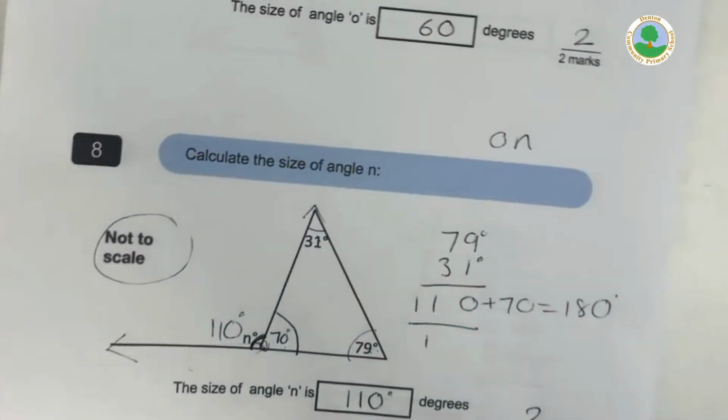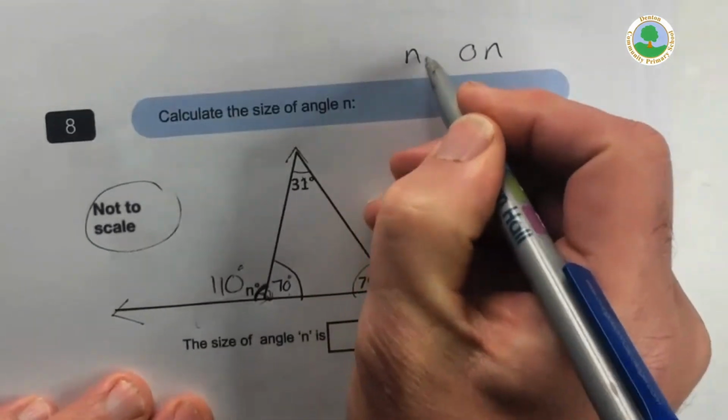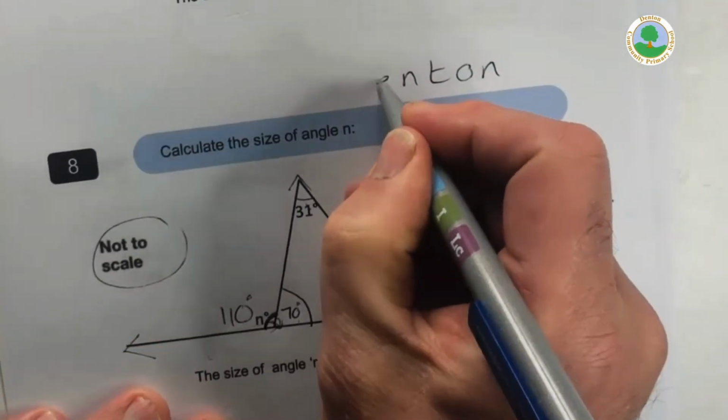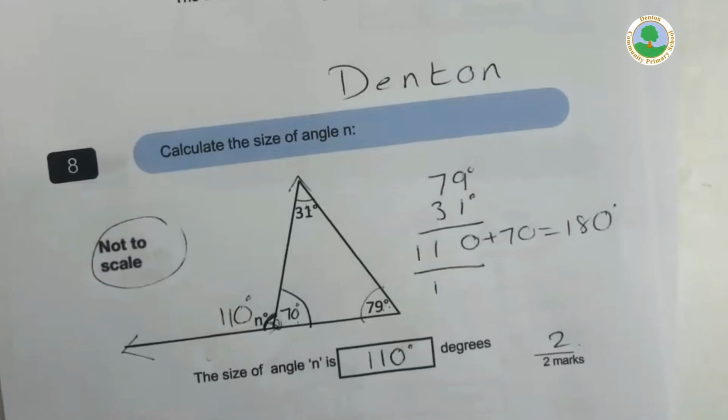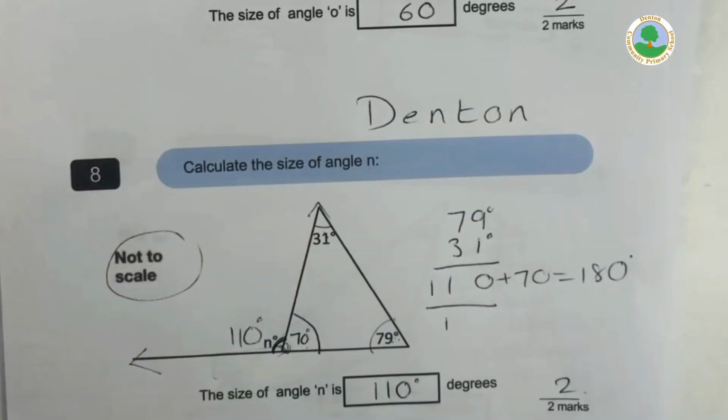And there you go. You have now found angle N. You also found angle O, and on the previous page you found angles N and T, and on the first page you found angle E, and of course don't forget angle D. So you're doing very well, and I hope your revision is getting stronger and stronger. You're going to smash those SATs.